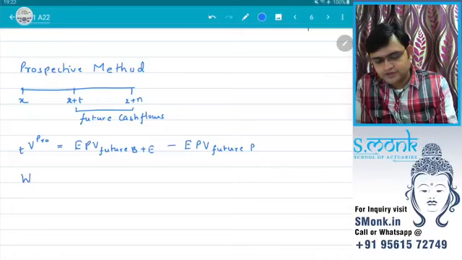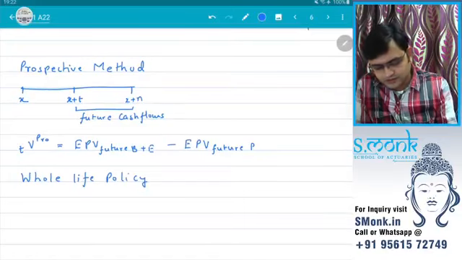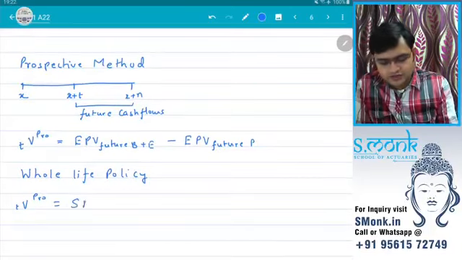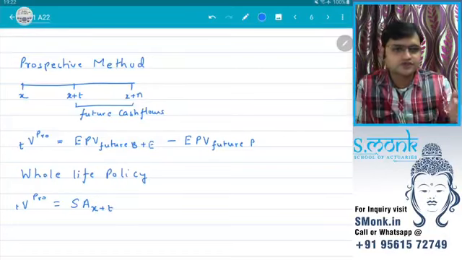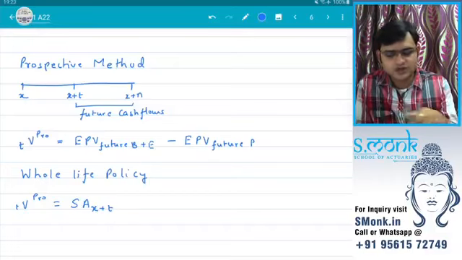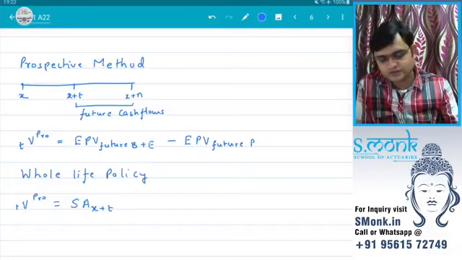Now what happens in whole life policy? Whole life policy, so TV prospective, we'll be saying S amount was given. Right now the person is age X plus T. Okay, in future this is the amount that would be given. We are ignoring bonuses and expenses. We know how to put in those values.